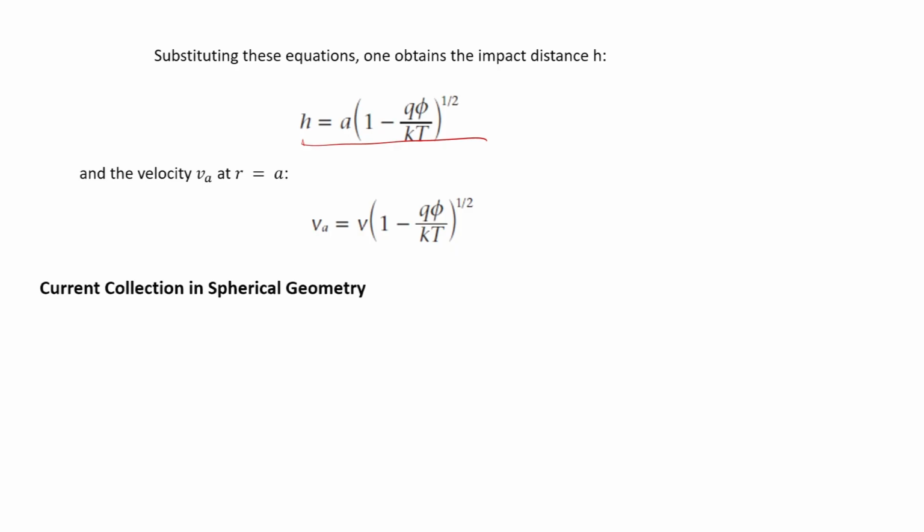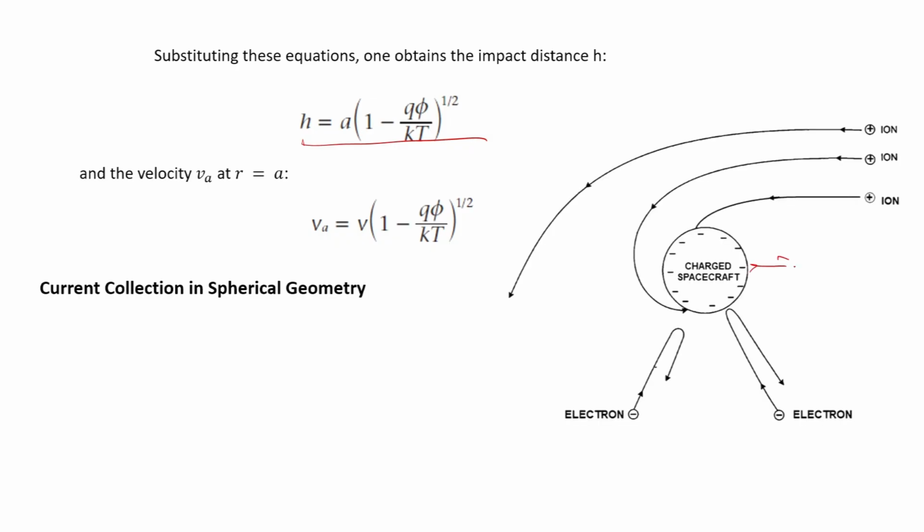Now, we will consider the current collection in the spherical geometry. So, we will consider that this is now a sphere. It is isotropic, so it is spherically symmetric.